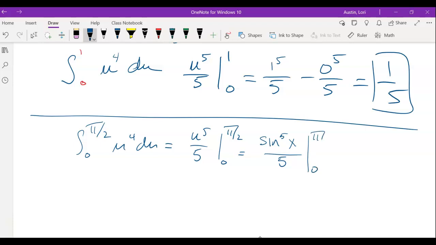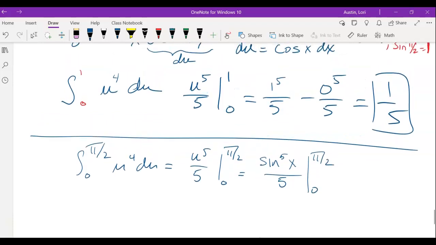Now, my question to you is, look at these two. Would you rather be calculating this, or would you rather be calculating that? Do you see the difference? You can do it. You'll still get 1/5 as an answer. It's not that bad. It's just an extra step. It's quicker to change the boundaries than it is to plug the u back into the function. You're still going to get the same answer.